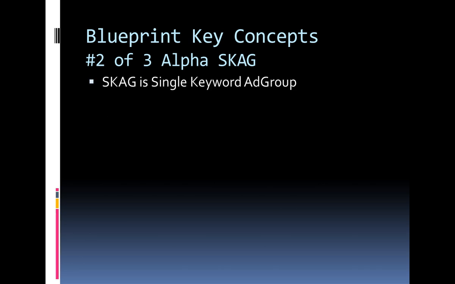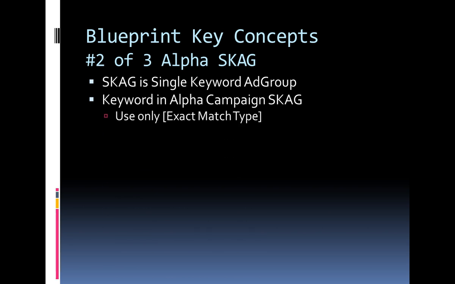SKAG is short for single keyword ad group. Everything in the ad group is configured to support the keyword within the ad group, so that it'll succeed. So in terms of the keyword setup, we only use the exact match type in the alpha campaign SKAG. We bid as high as possible to get the highest impression share, since it's an alpha SKAG keyword in this ad group, it should have gotten conversions or leads in the past.